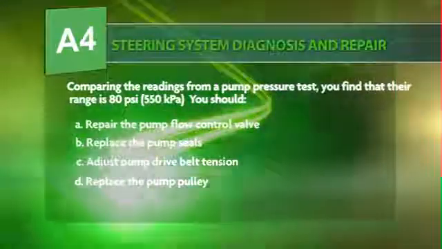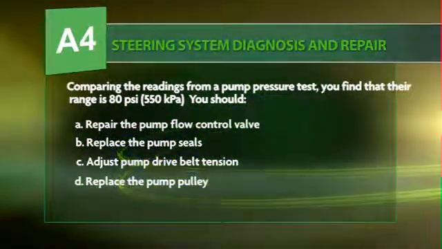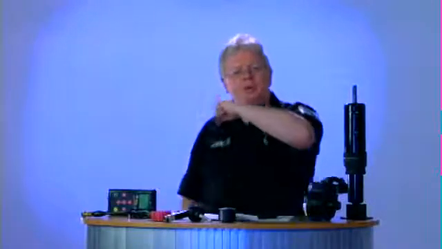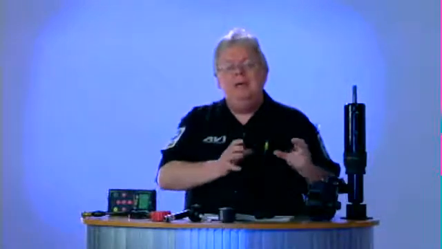Let's go back to that question again. Comparing the readings from a pump pressure test, you find that their range is 80 psi. So it tells me that the pressure control valve in the back of the pump can't bring that pressure back down. It's letting it spike up a little too high when there's a restriction. By the way, if you have the valve all the way open and the pressure is higher than specifications, you don't say, wow, that's a great pump, I like that. You say, that pump is trying to pump against a restriction in the system.